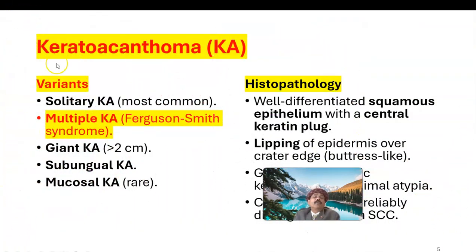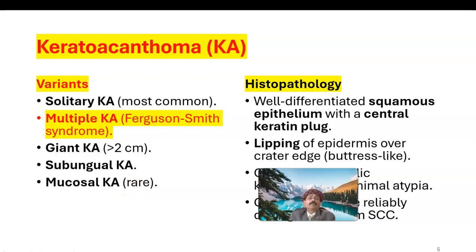Variants: the common one is the solitary keratoacanthoma, most common. Multiple keratoacanthoma is seen in Ferguson-Smith syndrome. Giant keratoacanthoma is greater than 2 centimeters. Subungual keratoacanthoma, mucosal keratoacanthoma.